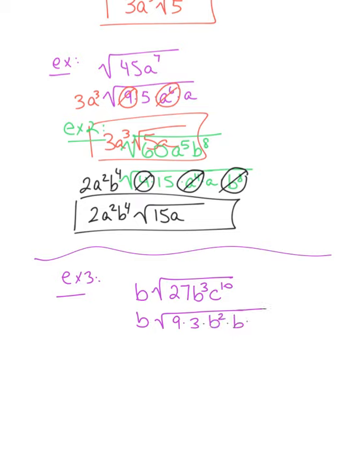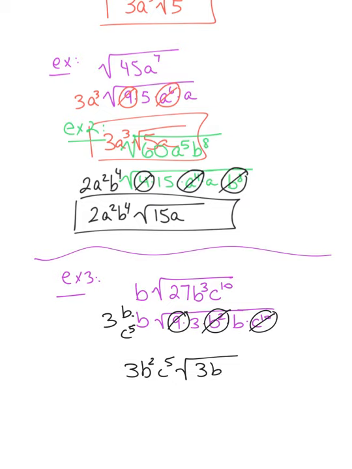And c to the 10th is even, so that's a perfect square. I'm going to leave it. And I'm going to circle the ones that are perfect squares. I could take the square root of 9, I could take the square root of b squared, and I could take the square root of c to the 10th. Square root of 9 is 3, comes out. Square root of b squared is b, which is going to multiply by the b that's already out there. And the square root of c to the 10th is c to the 5th. So final answer is 3b squared, because I'm multiplying by that b that was already out there, times c to the 5th, times the square root of 3b.